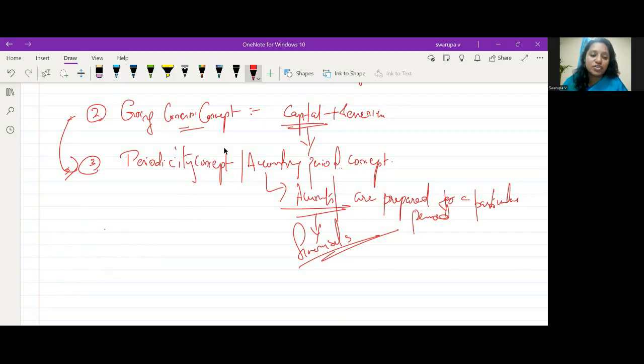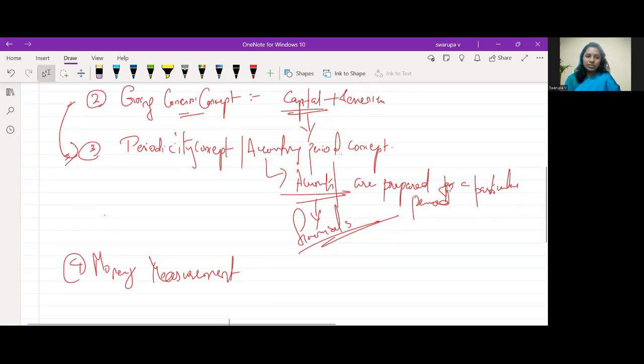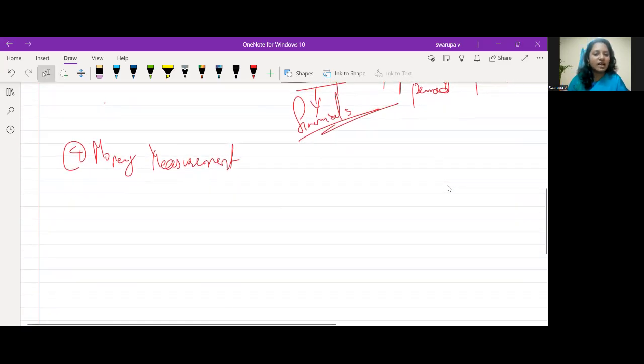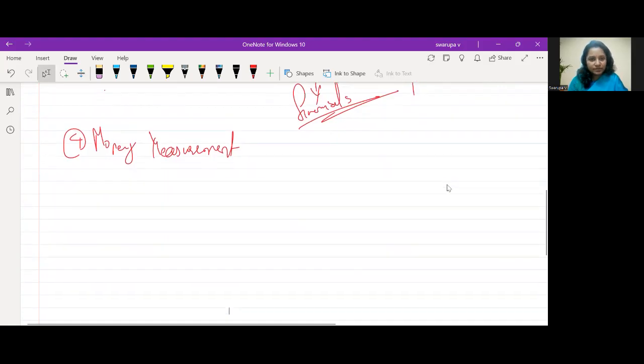Then the money measurement concept. We discussed this in the last class also. Money measurement: only those things that can be measured in monetary terms will be recorded in accounts. Love and affection, help, all these are qualitative items. They cannot be recorded in monetary terms, and hence they will not form part of your accounts.